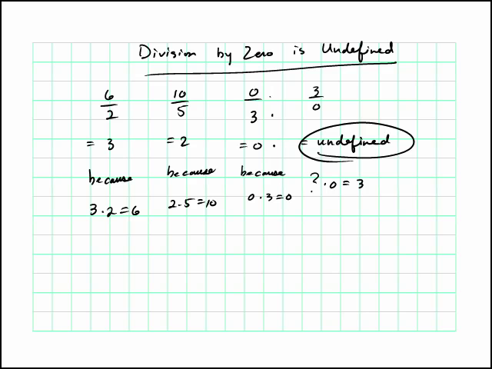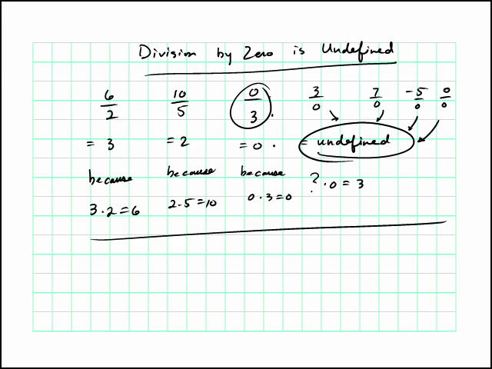Undefined. Okay, anytime you divide by 0, it is undefined. Here's another example. 7 over 0 would be undefined. Negative 5 over 0 would be undefined. And even 0 over 0 is undefined. However, you can have 0 in the numerator. That's okay, as long as the denominator is not 0. And that is the reason why division by 0 is undefined in mathematics. And that ends our quick review of some of our basic concepts.